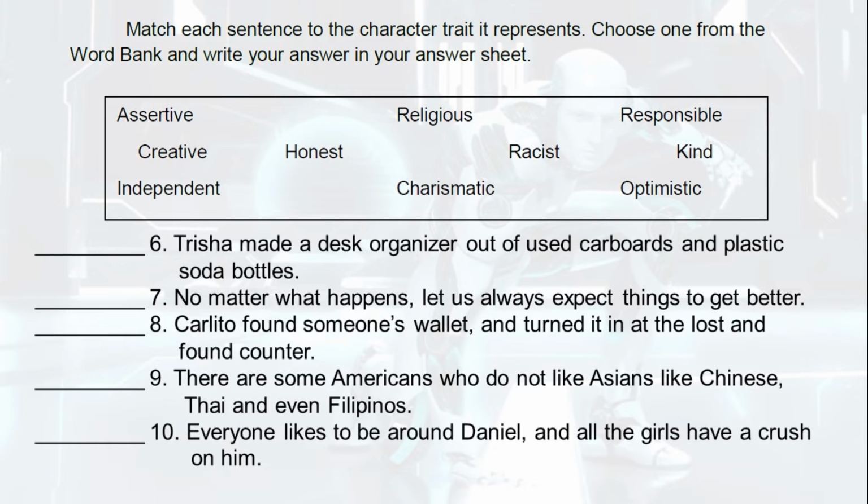6. Tricia made a desk organizer out of used cardboards and plastic soda bottles. 7. No matter what happens, let us always expect things to get better. 8. Carlito found someone's wallet and turned it in at the lost and found counter. 9. There are some Americans who do not like Asians like Chinese, Thai and even Filipinos. 10. Everyone likes to be around Daniel, and all the girls have a crush on him.